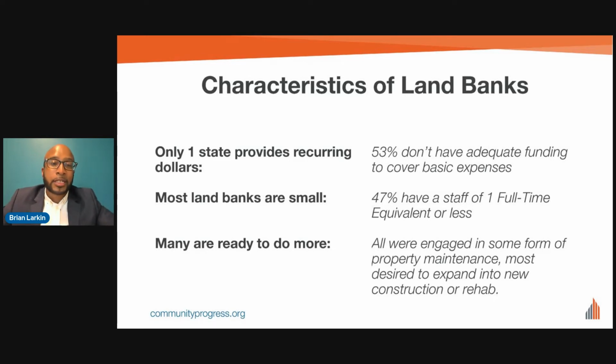So what are some of the characteristics of land banks as they occur today? More than half, and so we can say the majority, don't have adequate funding to cover basic expenses. When you look at those 17 states that we laid out earlier, only one state provides recurring dollars for their land bank that they can rely on an annual basis from a statewide resource. There are other examples that identify local sources, but again, going back to my earlier slide on what they're not, land banks aren't Rumpelstiltskin, and they aren't provided with a standardized, reliable source of resources.